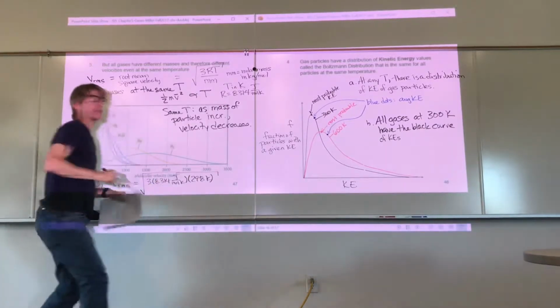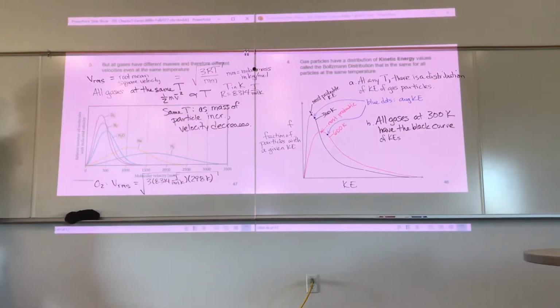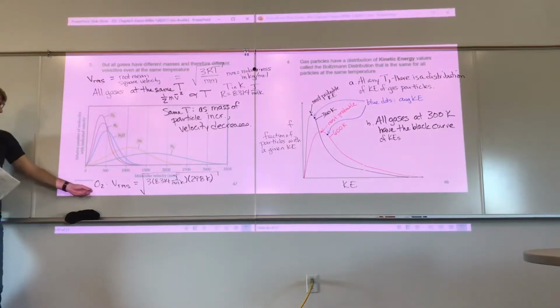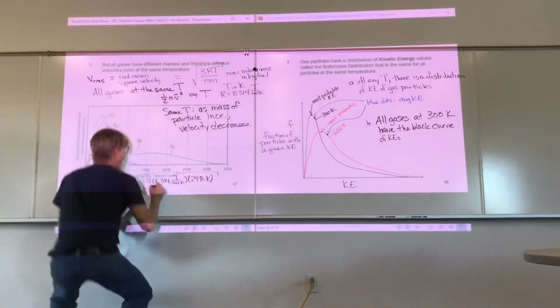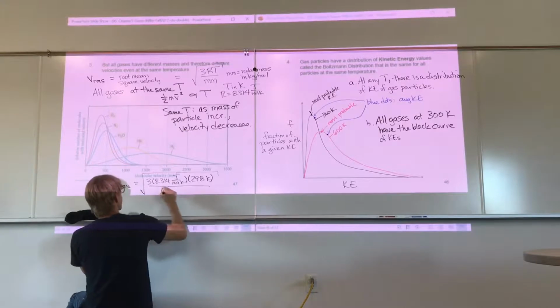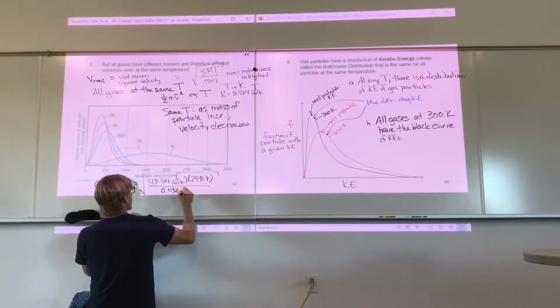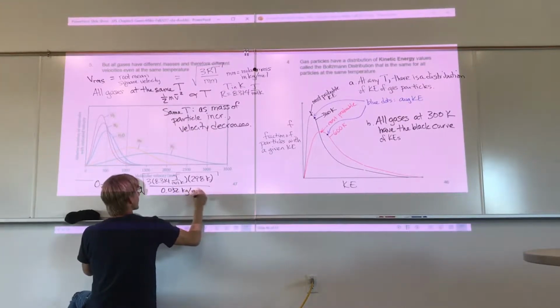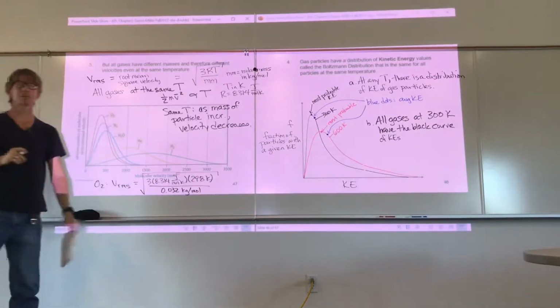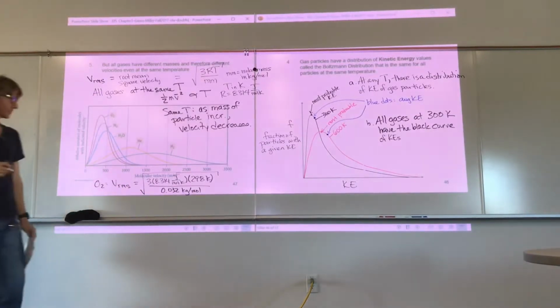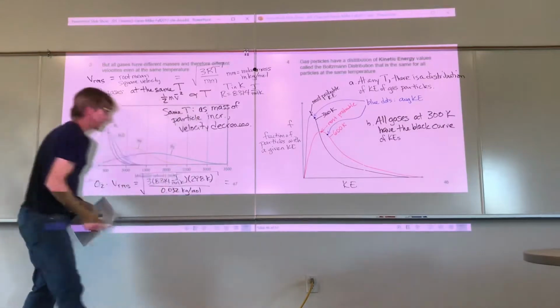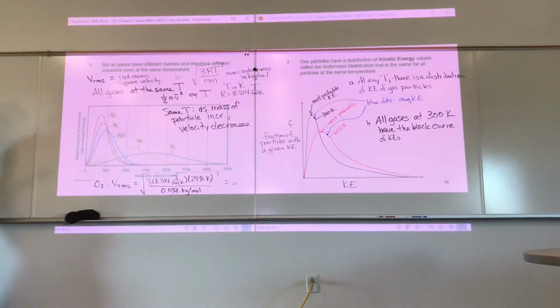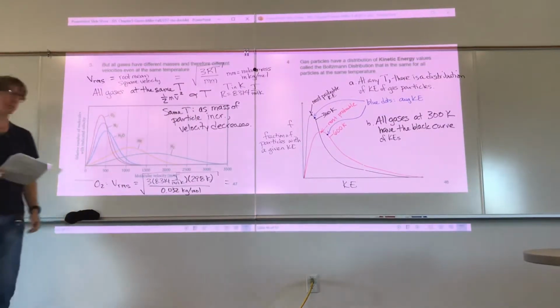We'll do it at 298 Kelvin, room temperature. It's about 298. And then O2, that's 32 grams per mole, that's 0.032. They say kilograms, 0.032 kilograms per mole. Calculate this all out: 482 meters per second.